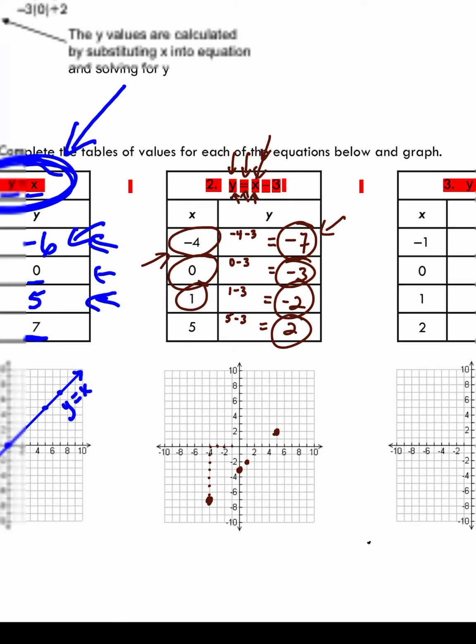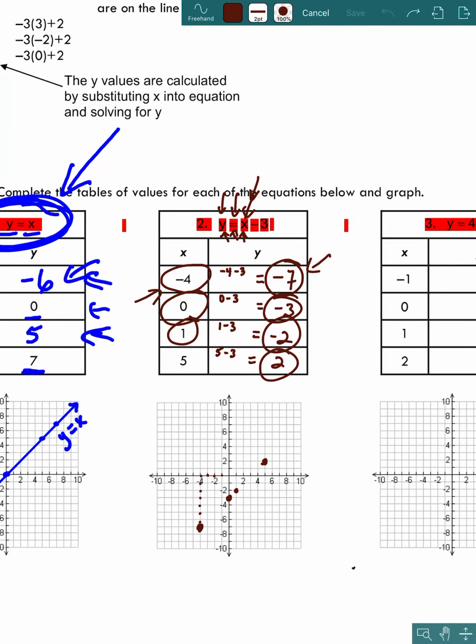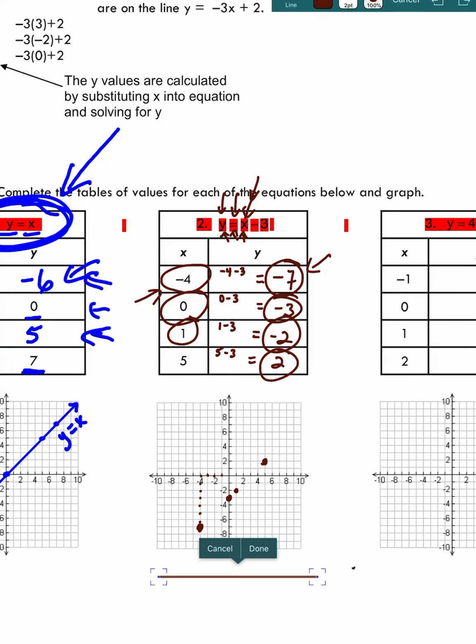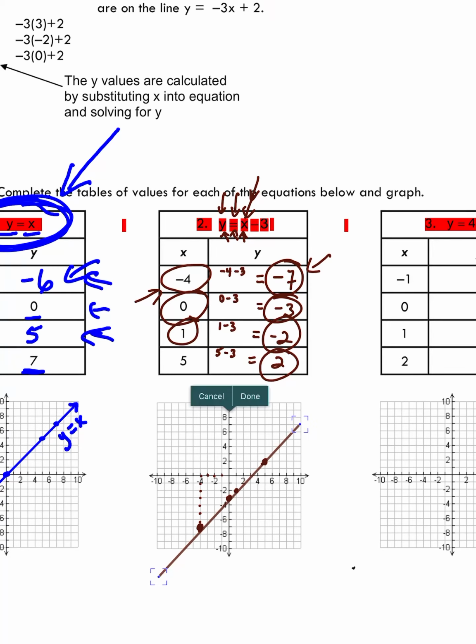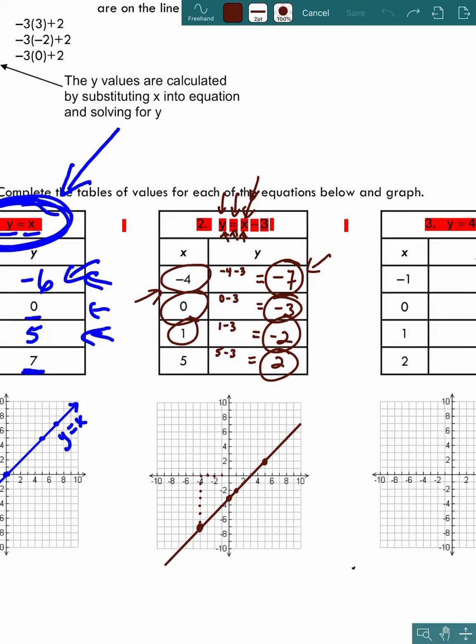So I'm going to plot all those points on, and then I'm going to draw a straight line through them. This is showing the relationship. I'm going to draw an arrow on either end, and I'm going to write y equals x minus 3. That's the line that we've drawn here. So whatever value we pick for x, the y value will be that x value minus 3.